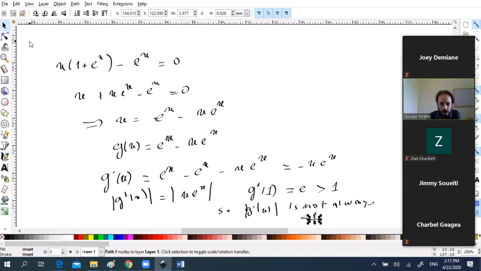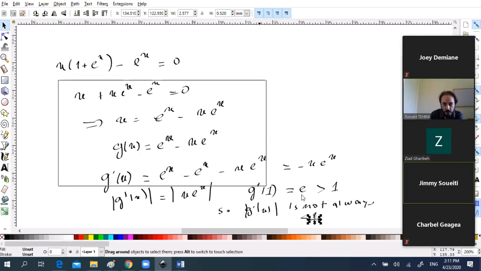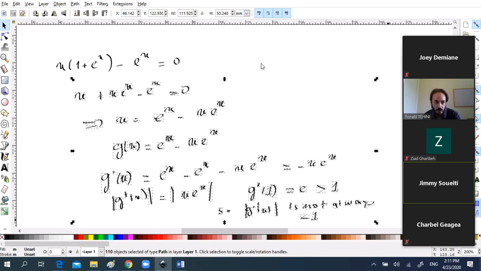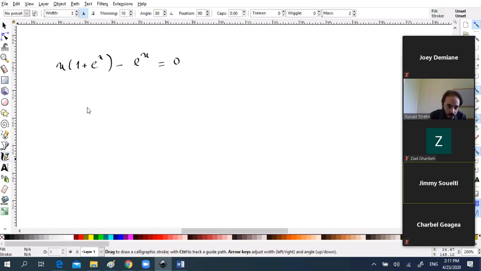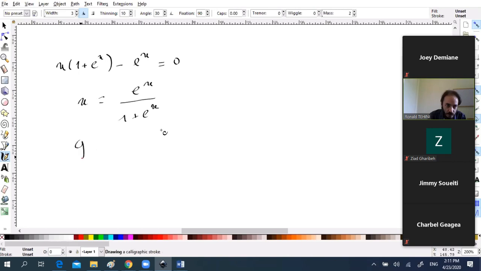So another choice, I will erase now. Now another choice would be to use x over 1 plus e^x: shift the x, so x is equal to e^x over 1 plus e^x. So this is another possible fixed point iteration, where g of x is equal to e^x over 1 plus e^x.